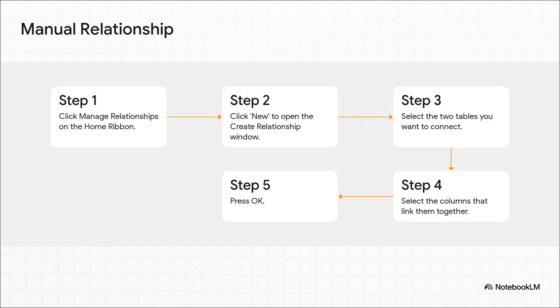Creating a relationship yourself is really straightforward. You just click Manage Relationships back on the ribbon, hit New, and then it's all point and click. You select your first table, then your second one, and then you just tell Power BI which columns are supposed to link up. Click OK, and you've literally just taught your model something new about how it works.